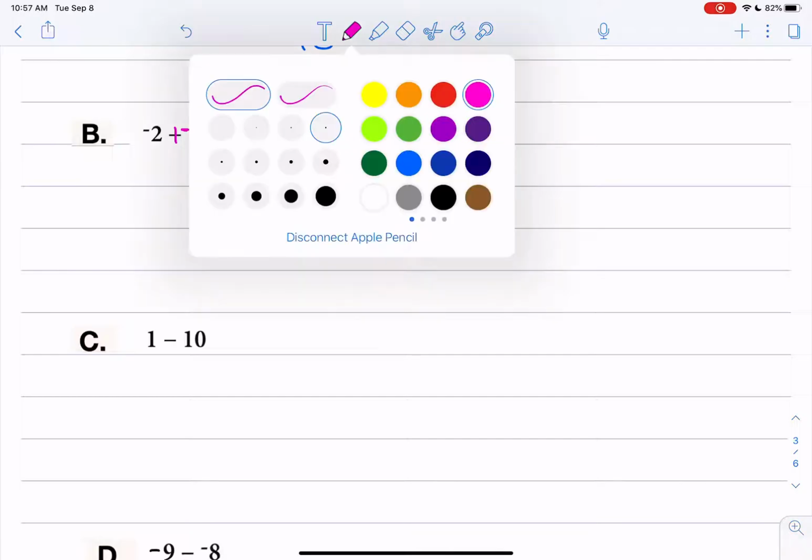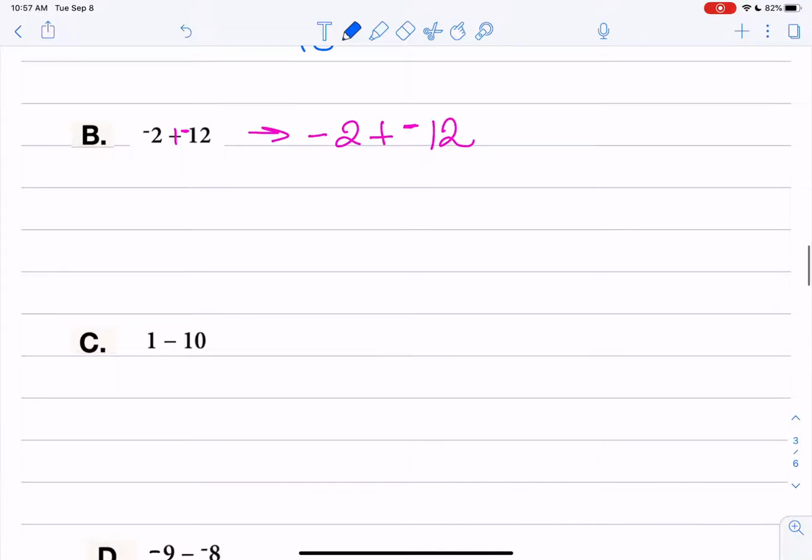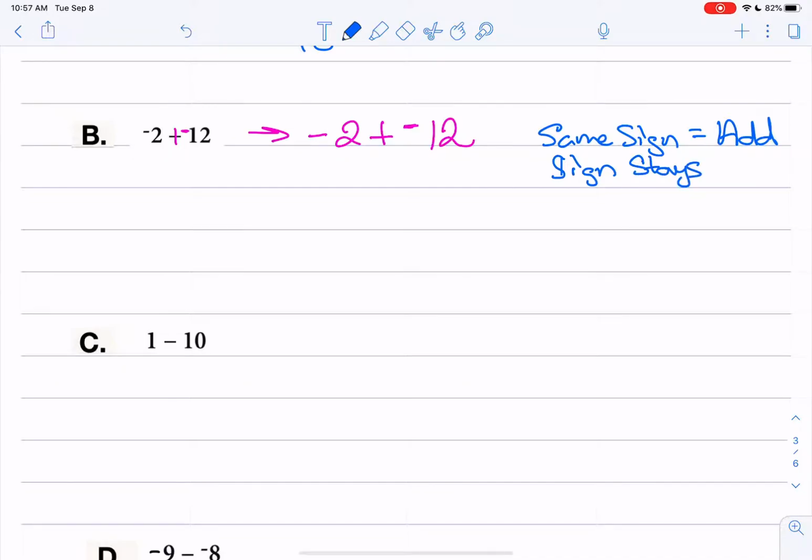I want to show you both ways so you can see what I'm doing. Once again, step 3 is follow the same rules for adding integers. Same sign. So we're going to add. Okay? And the sign stays the same. So we have negative 2 plus negative 12. You add them and it's going to stay negative.